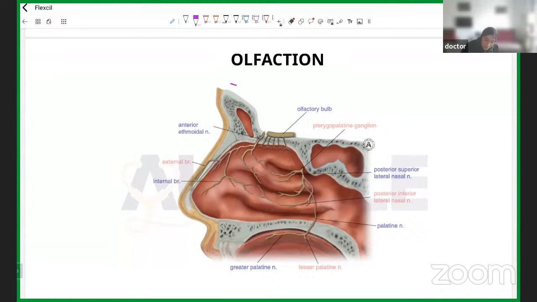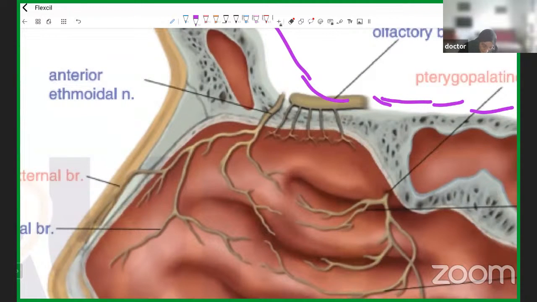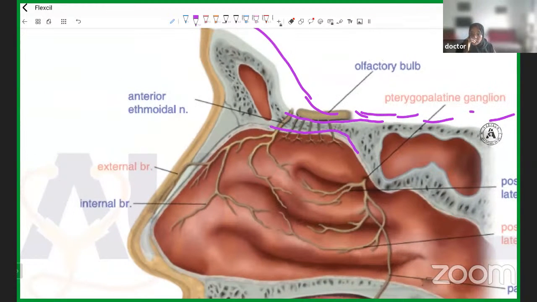So we can imagine this is where your brain will be. Okay, this is the nose. So they are the central filaments of the olfactory nerves, and they are arranged in 15 to 20 nerves that will pass through the cribriform plate. So if you can see, they are passing through the cribriform plate here. This is called the cribriform plate. And they end in the olfactory bulb.